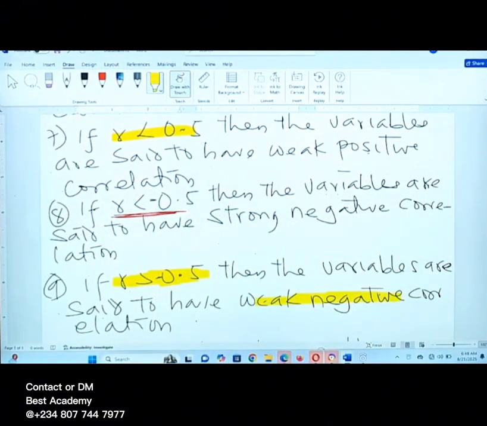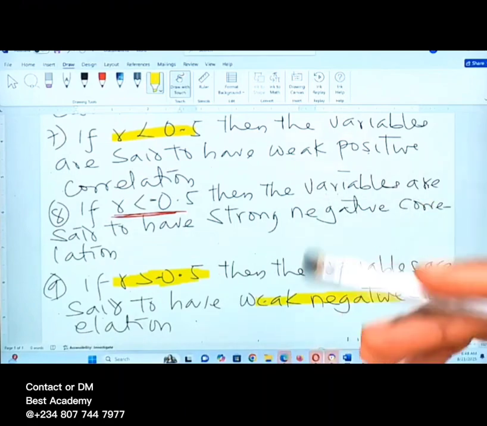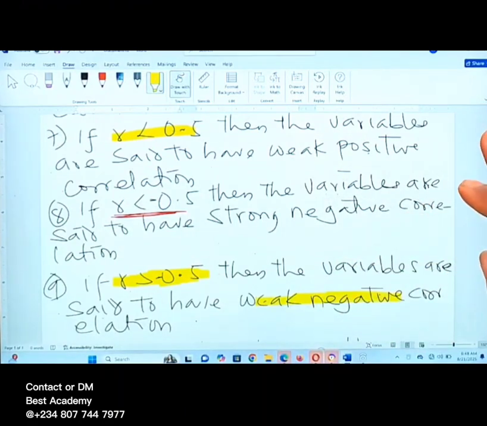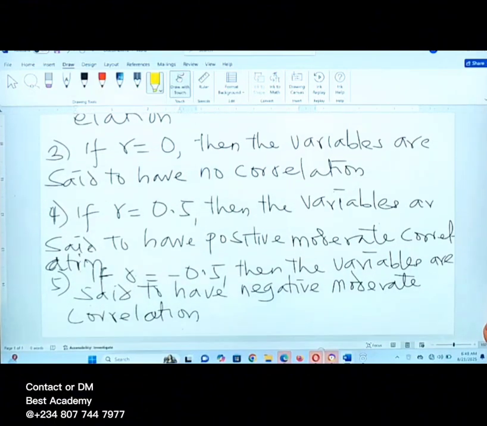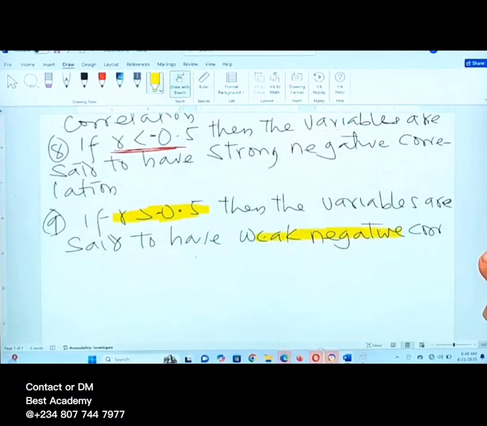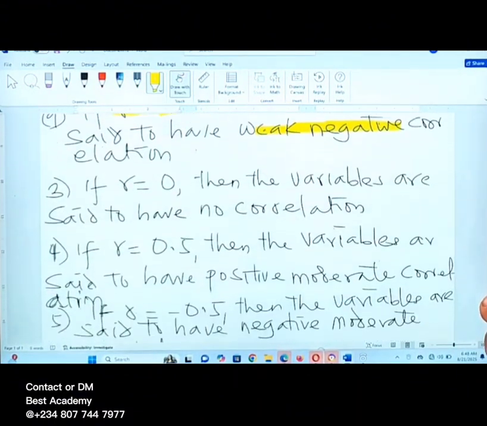So we have known that when the value of R is greater than -0.5, we say it's weak negative. Now let's try to understand this here, class. This is what the statement is saying, the first one, the second one, and the third one. The summary of this is this. Summary of the class here.